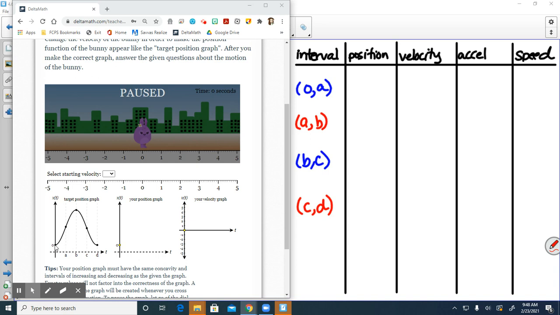On the position graph, I can say from 0 to A, my graph is increasing and concave up. Okay? From A to B, my graph would be increasing and concave down. From B to C, decreasing and concave down. And then from C to D, decreasing and concave up.